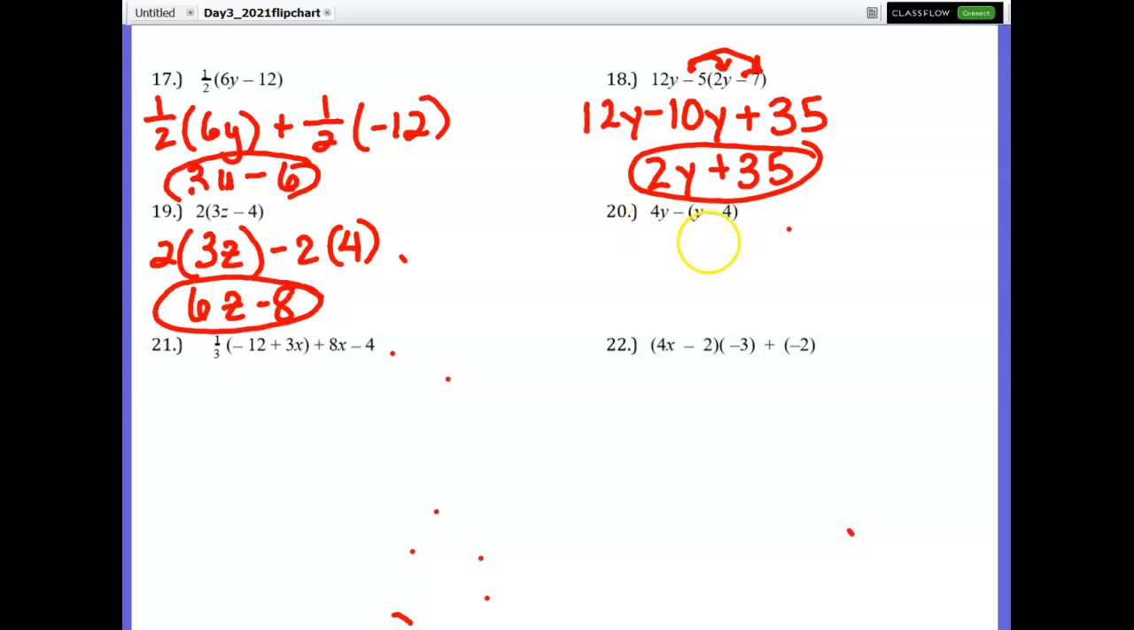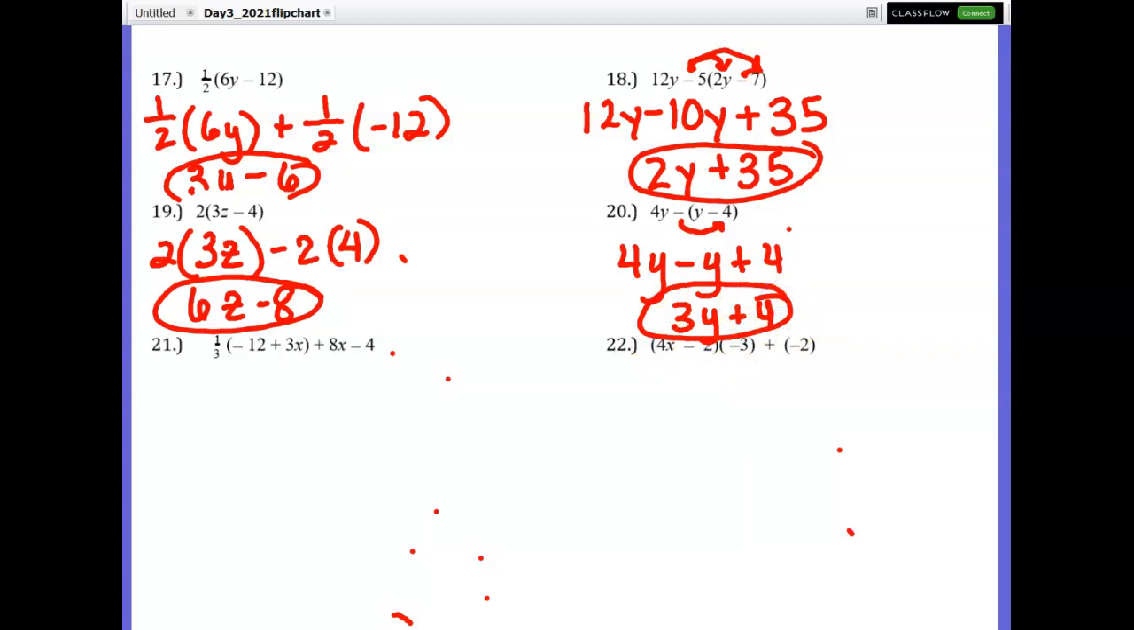Okay, here it looks weird, but again, there's that little tricky negative right in front of the parentheses. That means you've got to distribute a negative 1. 4y, and then this would be minus y, and a negative 1 times a negative 4 is actually a positive 4. Now we combine our like terms, we get 3y plus 4.